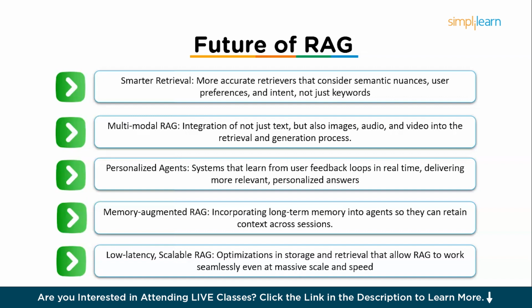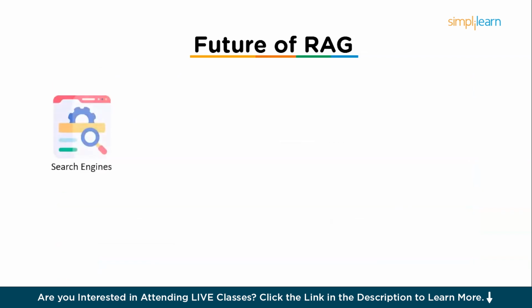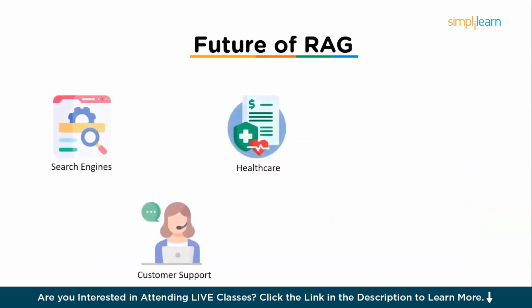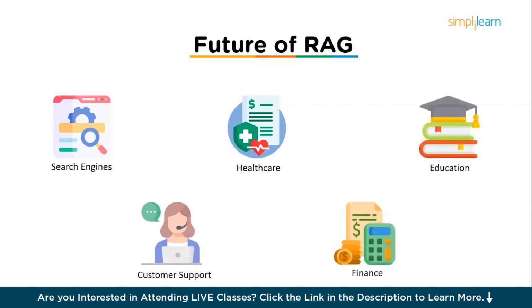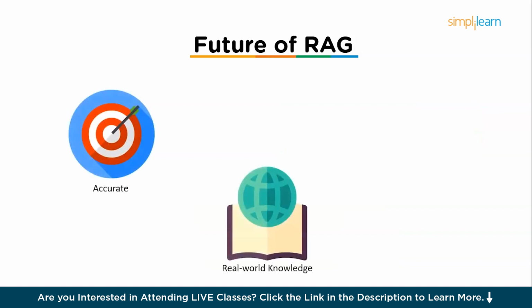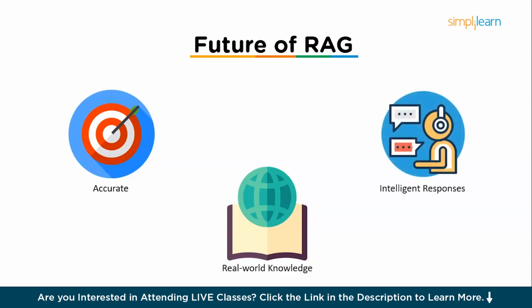So RAG is evolving fast, from powering search engines to enhancing customer support, healthcare, finance, and education. As these systems become more fine-tuned and grounded in accurate, real-world knowledge, they will bridge the gap between static data and dynamic, intelligent responses, paving the way for the next generation of AI.